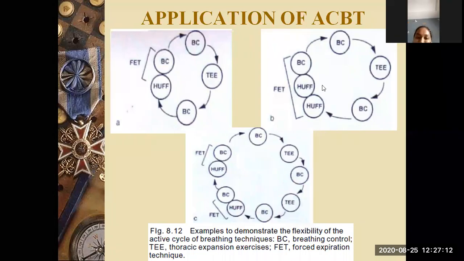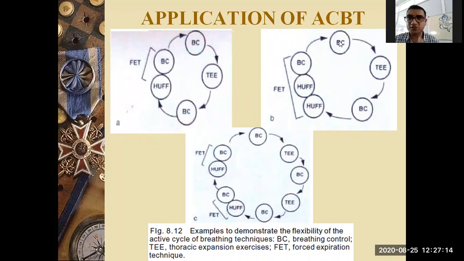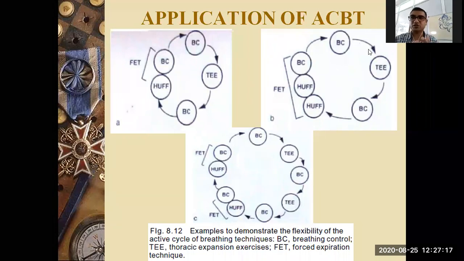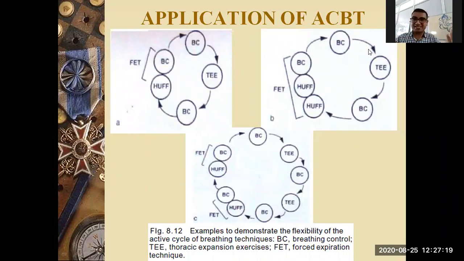Let me continue with the other option, that is B. You can go for 5 to 10 seconds of breathing control, again thoracic expansion exercise with a breath hold, again breathing control, then 2 huffs and breathing control, or the forced expiratory technique can be used in the cycle. The third option can be breathing control, thoracic expansion, breathing control, thoracic expansion exercise, then huff, breathing control, again huff, breathing control.